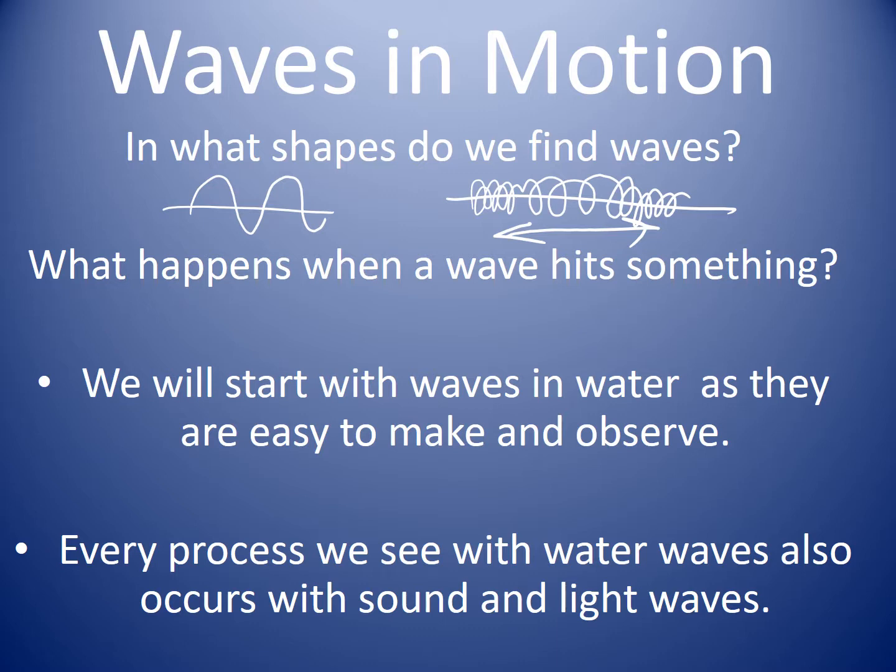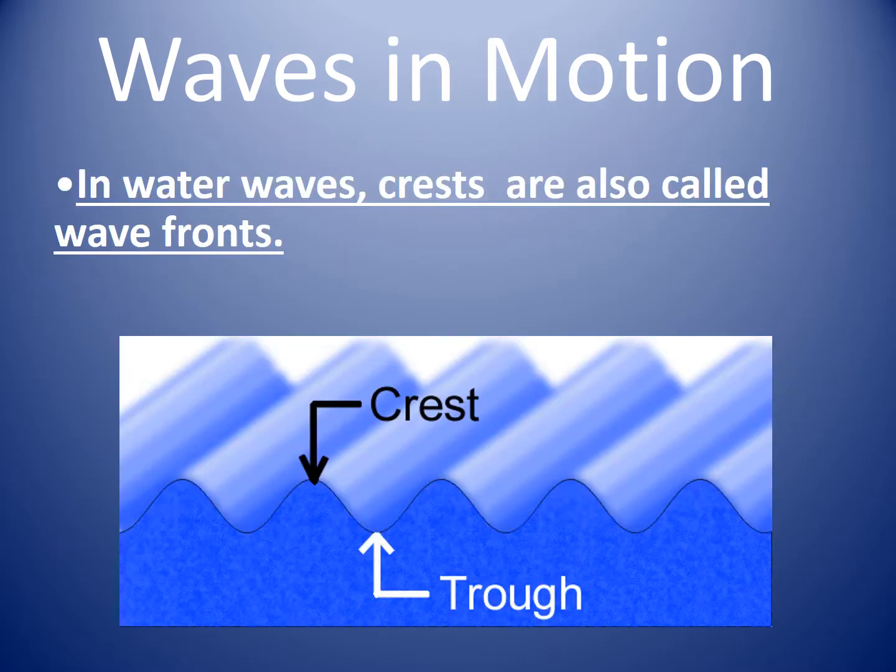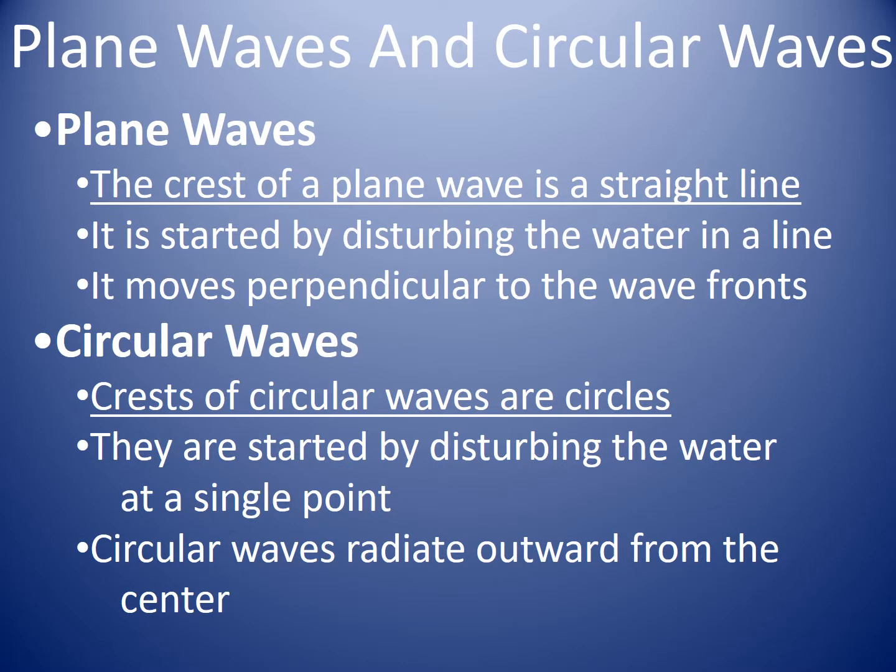We will start with waves in water as they're easy to make and observe. Every process we see with water waves also occurs with sound and light waves. In water waves, crests are also called wave fronts. So the crest is the highest point and the trough is the lowest point. The crest of a plane wave is a straight line. The crests of circular waves are circles.